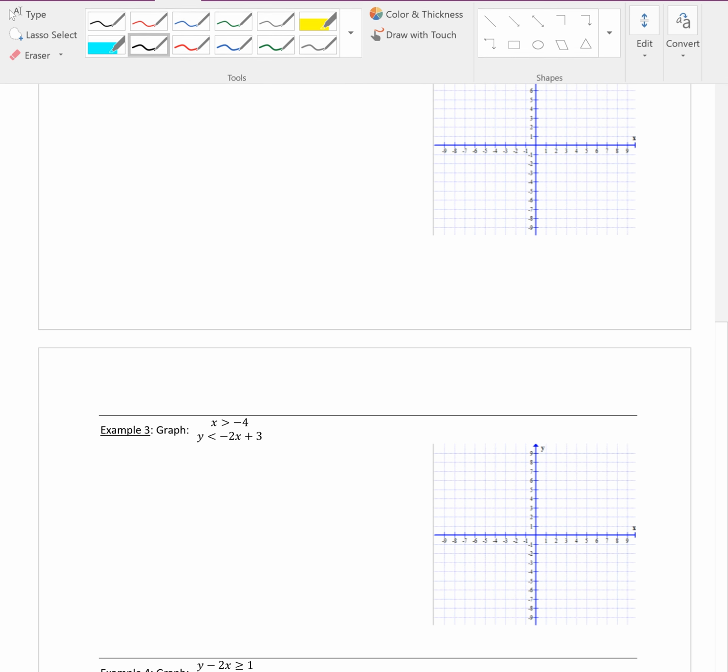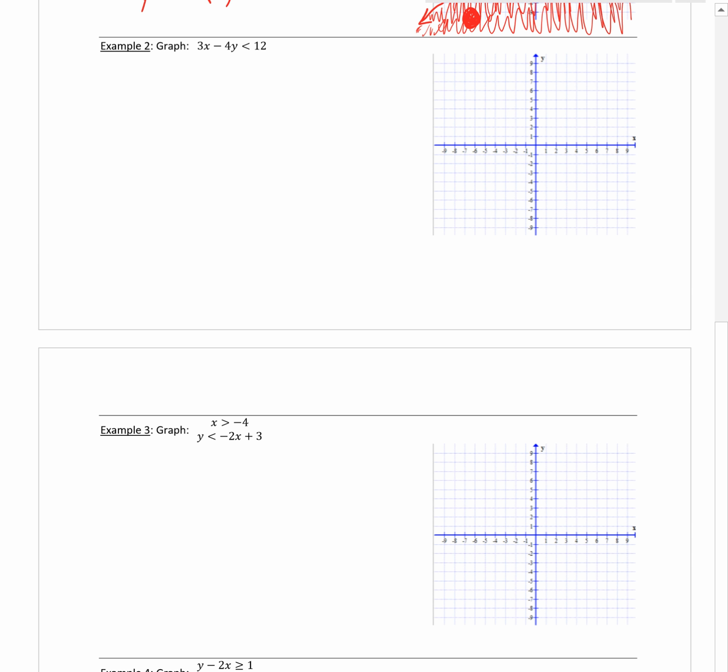But let's try example 2 here. We have 3x minus 4y is less than 12. And if you remember, step 1 said if y is not isolated on the left side of the inequality, you're going to want to do that. And I didn't get lucky in this one. I don't see y isolated, so I'm going to go ahead and subtract 3x over to the right side, just in an attempt to get y by itself.